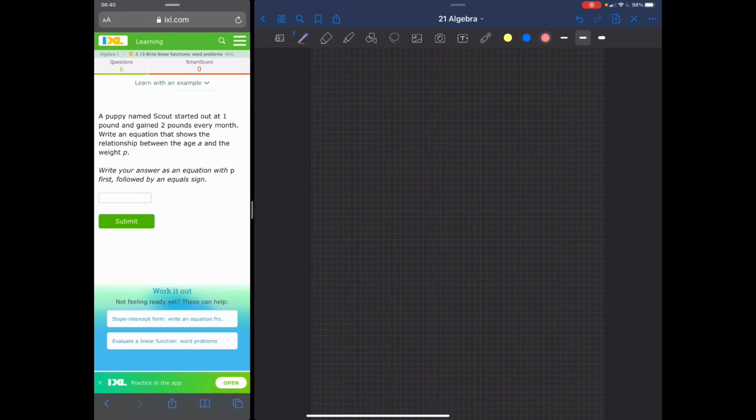A puppy started out at 1 pound and gained 2 pounds every month. Write an equation that shows a relationship between the age A and the weight P. So what I'm going to do is stick with slope-intercept form. So we're going to say y equals mx plus b.